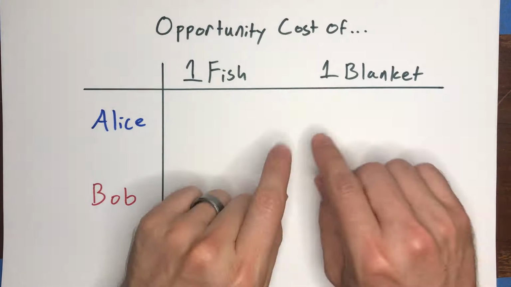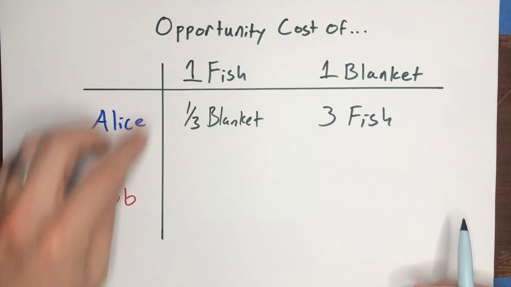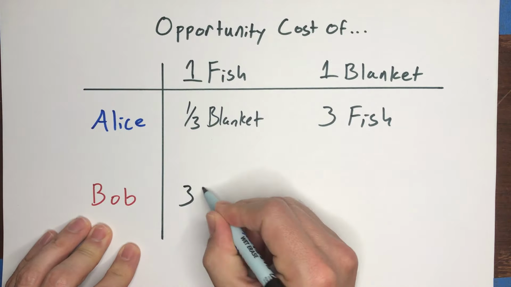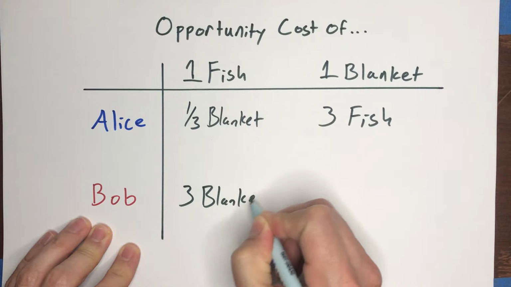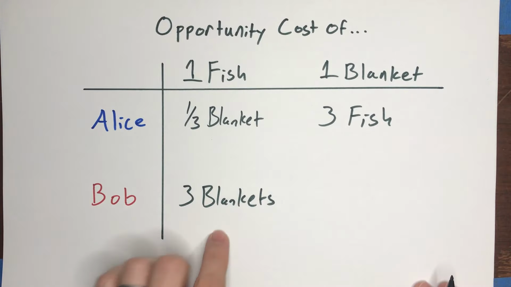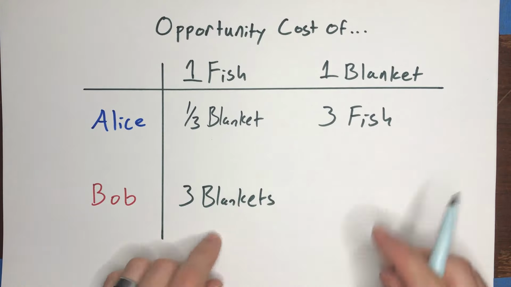Now Bob, he has exactly the reverse productive possibilities. It takes him 3 hours to catch a fish, 1 hour to weave a blanket. So in those 3 hours that he was catching this 1 fish, he could have woven 3 blankets. And that is his opportunity cost. And now using the lesson that we learned up here, if I take those 3 blankets and find the reciprocal, we know that his opportunity cost is going to be 1/3 of a fish.